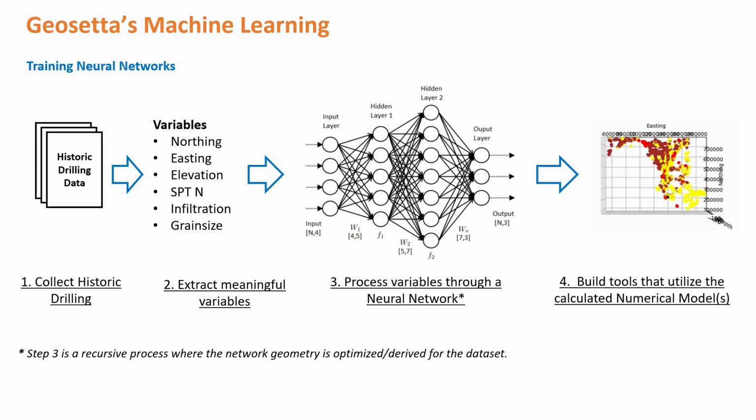This is a brief description of the process of training the neural network. Step 1 is to collect historic data. Step 2 is to extract meaningful variables from this data, namely the location, northing and easting, elevation, SPT N values, infiltration data, and grain size distribution data. Then in step 3, repetitively process these variables through a neural network to produce desired outputs, the dependent variables, to reach a satisfactory accuracy, and from that build tools that utilize the calculated numerical models to produce predictions such as the 3D soil distribution graph example that we showed in the previous slide.